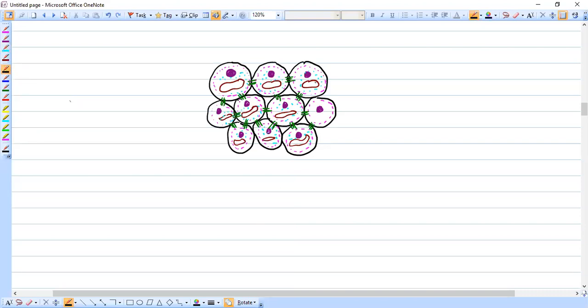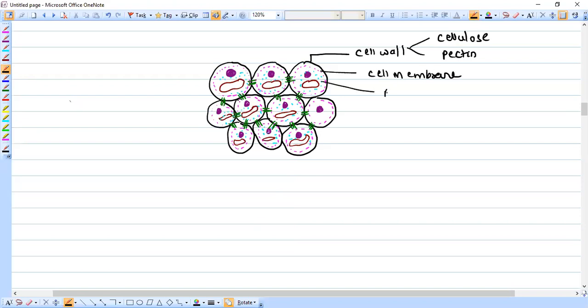So very first, the cells have a cell wall. Their cell wall is made up of two components. They are made up of cellulose and pectin. Inside this cell wall, you have the cell membrane. Inside the cell membrane, there is the protoplasm.